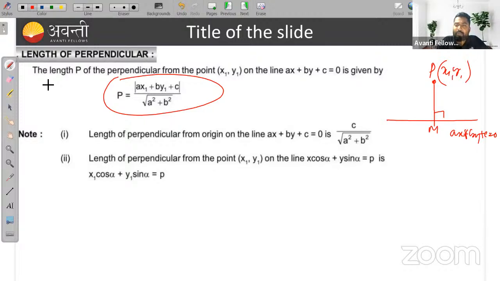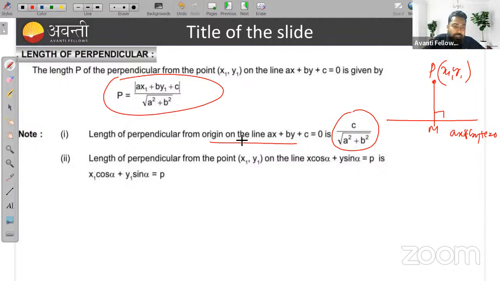What we are doing in the numerator is putting the given point x1, y1 in the equation of the line, taking the modulus, and dividing by under root of a square plus b square. Clear? If it is the length of the perpendicular from the origin to the line, the x and y coordinates become 0, which means ax1 plus by1 becomes 0. So in the numerator you only have c, and the denominator is under root of a square plus b square. The distance from the origin to the line is mod c upon under root of a square plus b square.